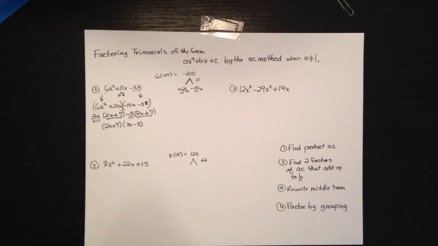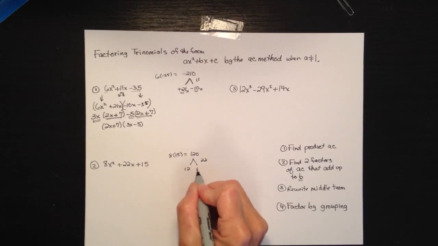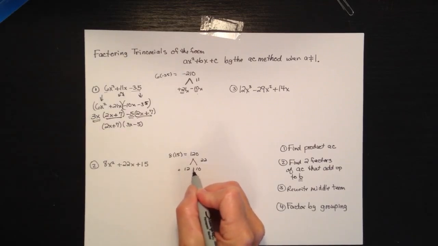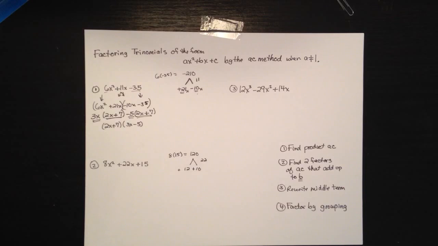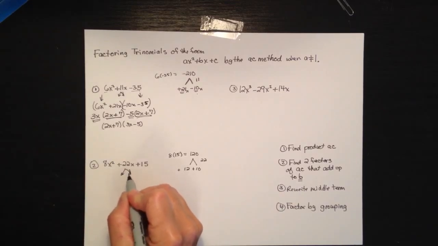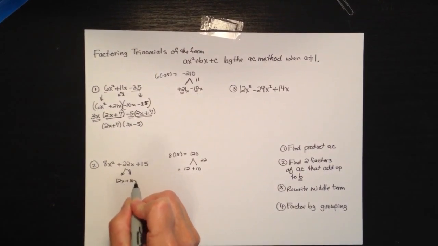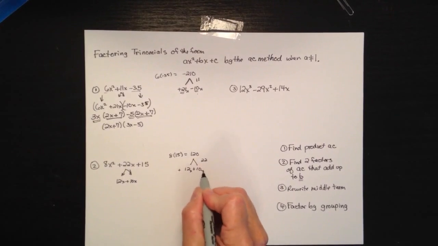12 times 10, I see 12 times 10. The fact that 120 is positive and the sum is also positive means that the factors that we find will both have to be positive. So I'm looking for two numbers I could add together to get 22. 12 times 10 is 120. 12 plus 10 is 22. So those are good numbers. Now we want to rewrite the middle term, 22x. We're going to rewrite it into 12x plus 10x because these are the two numbers we got to work.